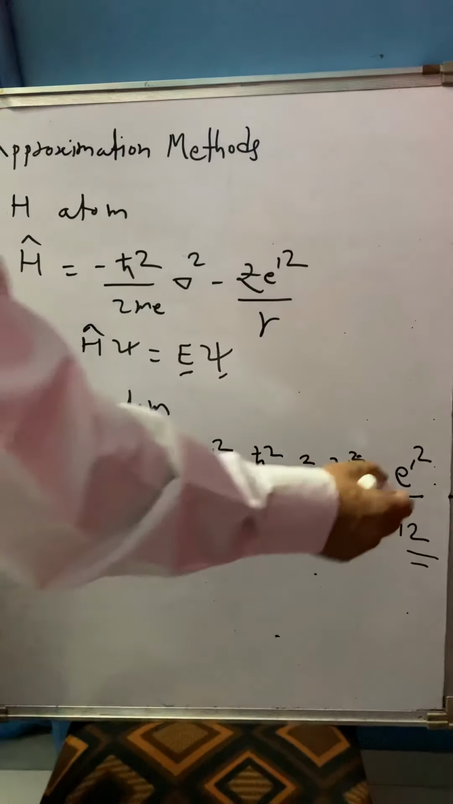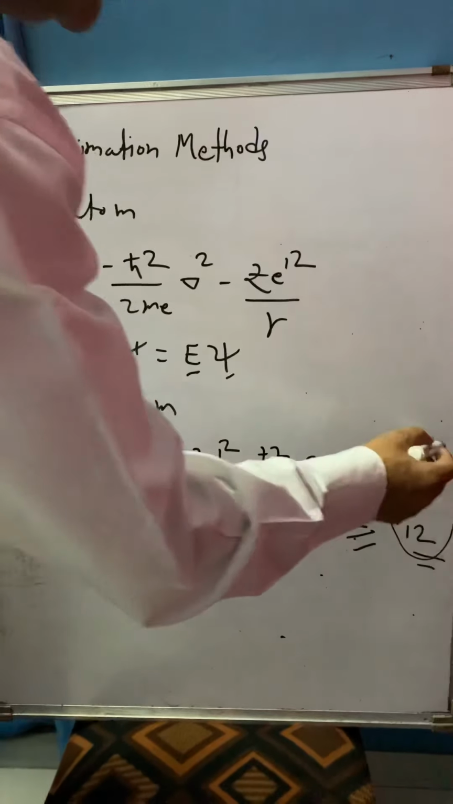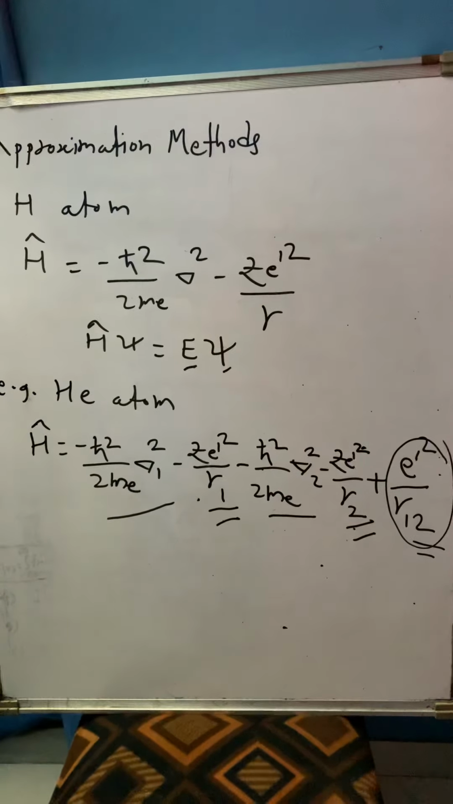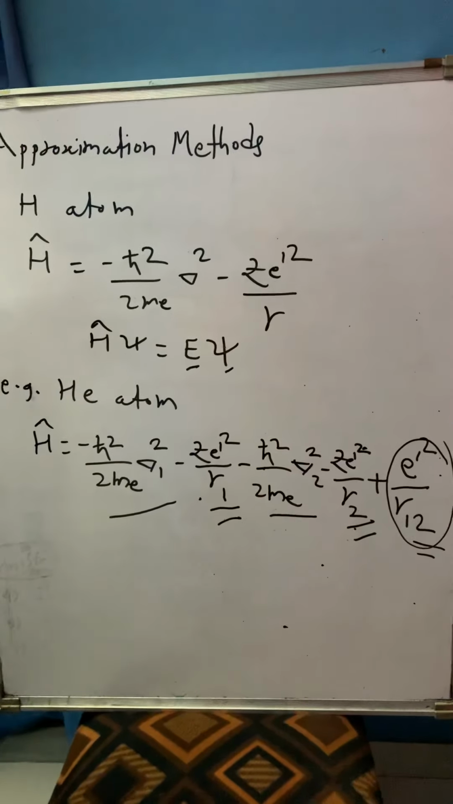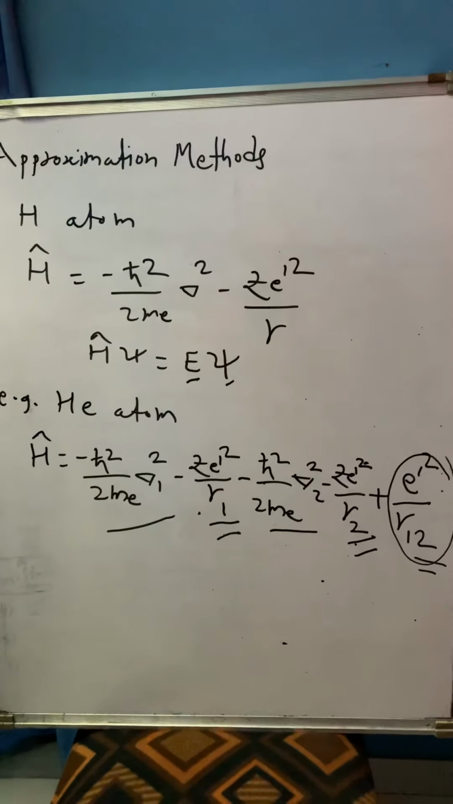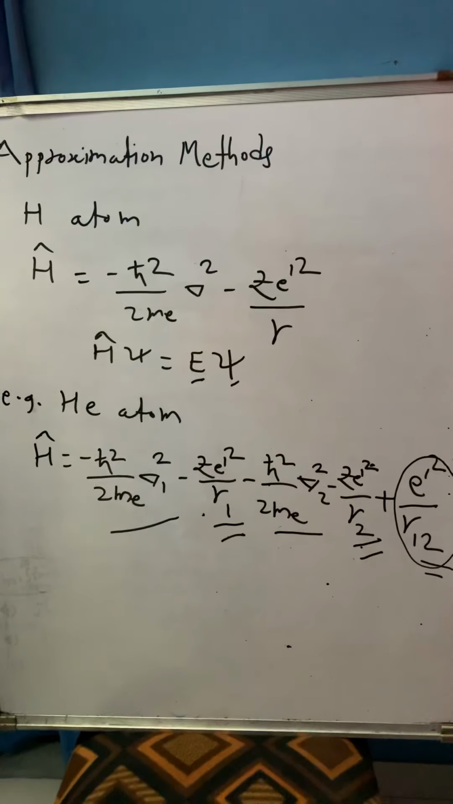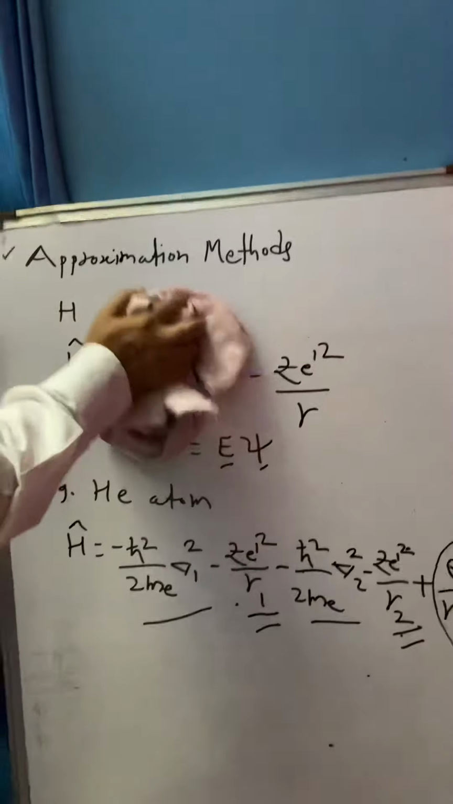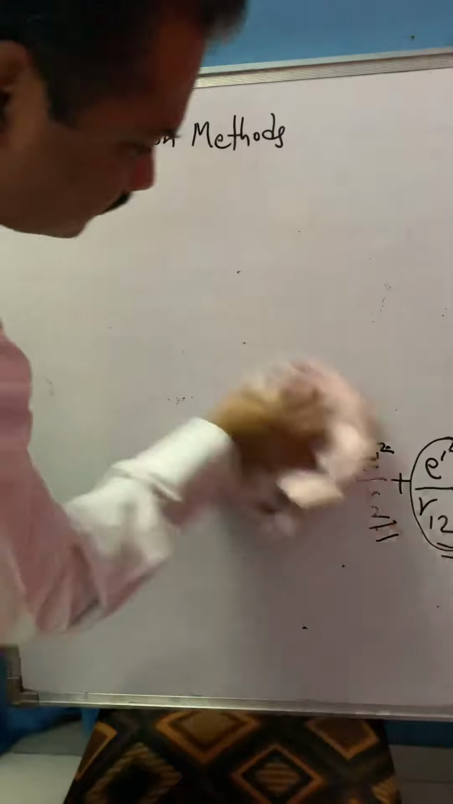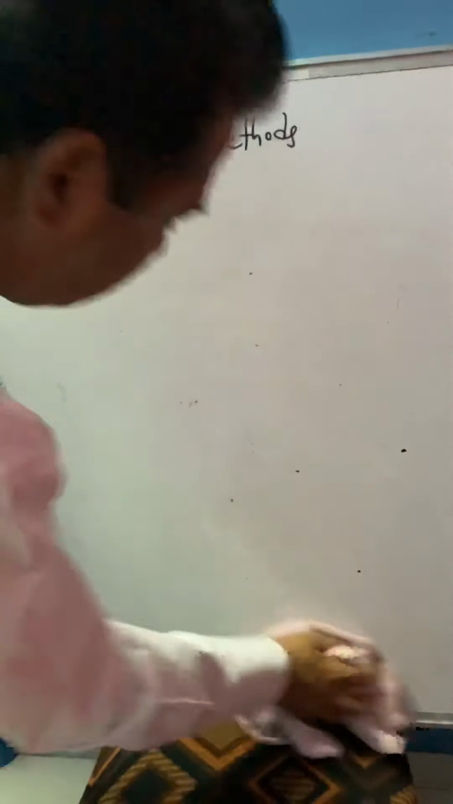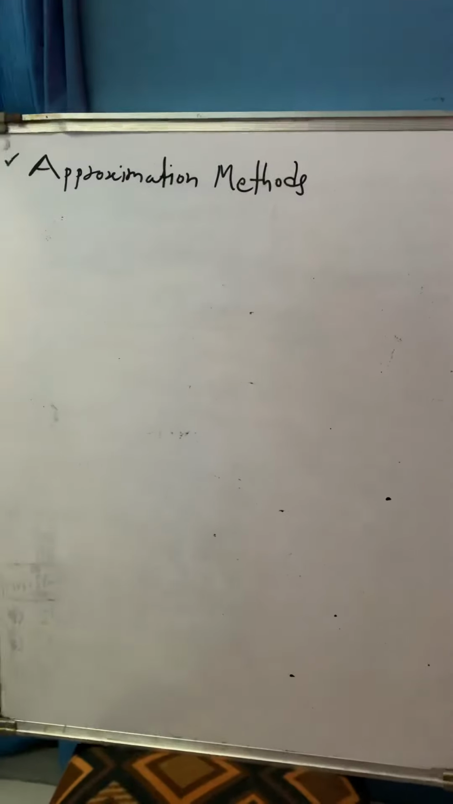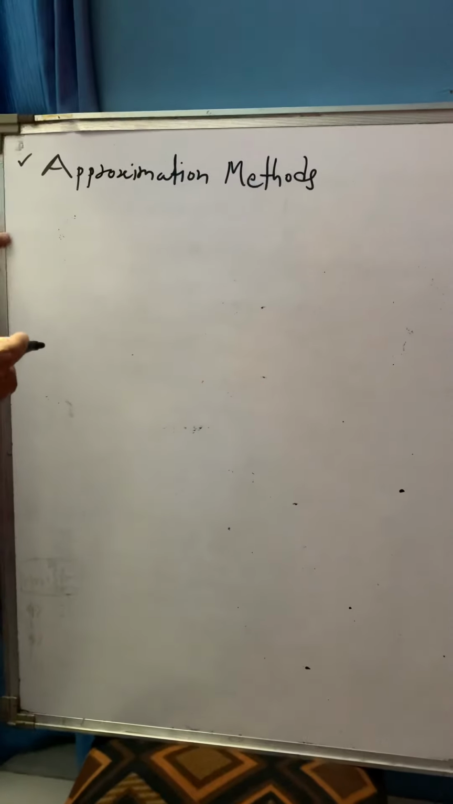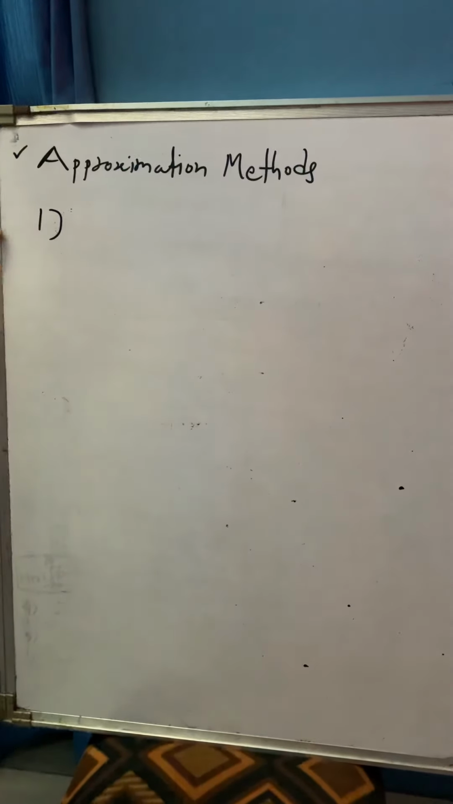Now due to this last term e dash square by R12, it becomes very difficult to solve the Schrödinger equation for many electron atoms, and therefore in order to find out the energy as well as wave function of many electron atoms, approximation methods are used. Now there are various approximation methods.